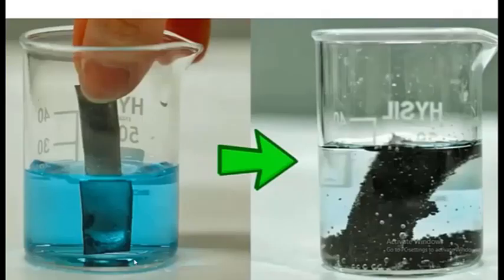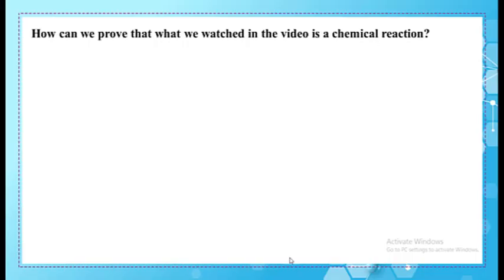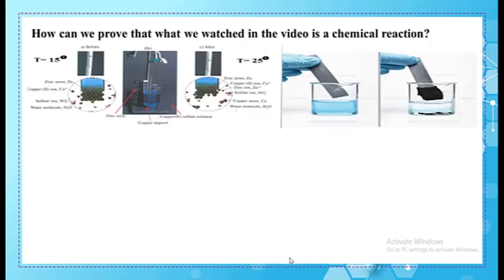We observe that as the reaction proceeds, the color of the solution changes from blue to colorless. In addition, a reddish-brown solid also formed on the surface of the zinc metal. How can we prove that what we watched in the video is a chemical reaction?